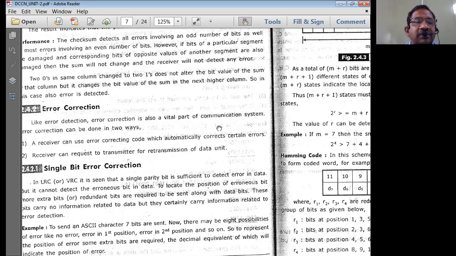First of all, a receiver can use an error correcting code which automatically corrects certain errors. This is what I was telling you: the receiver can use its own error correcting code methods, and it corrects the errors automatically. The receiver can request the transmitter for retransmission of the data unit in case the erroneous bits are more than 1 bit. That means this situation is somewhat better than the earlier situation.